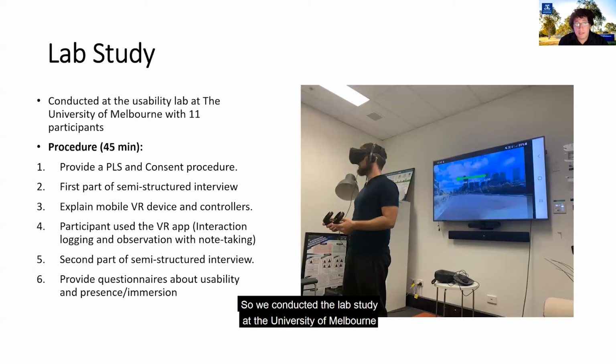So we conducted a lab study at the University of Melbourne with 11 participants. First, we provide a PLS and consent procedure. Then the first part of the semi-structured interview started with questions about demographics and prior VR experience. After that, we explained the mobile VR device and the controls to the user. The participant started to use the app, and that's where we started with the interaction logging and the observation with a note-taking approach. Then we have the second part of the semi-structured interview with open questions about how they feel, what they think, feedback, and improvements. And finally, we provide 2 sets of questionnaires, one about usability and another about presence and immersion.